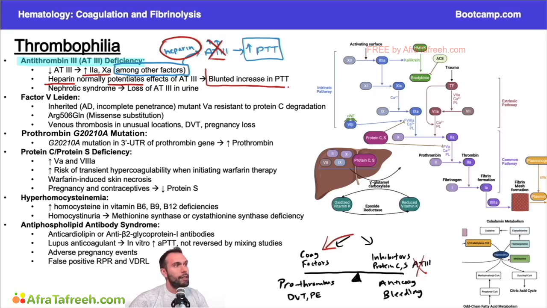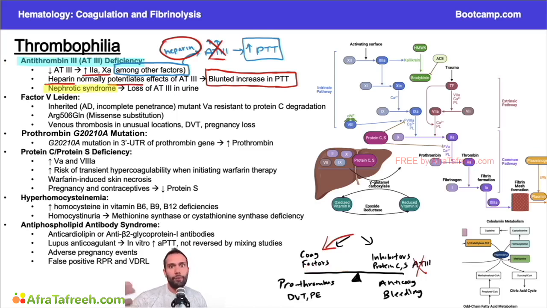So the point is, classically in a board question, a patient will have received heparin in antithrombin 3 deficiency, but they don't get the expected increase in the PTT that you would expect when you give them heparin. That's very classic. And you might be saying, in what situation is there a classic board question about antithrombin 3 deficiency? The answer is yes. The answer is nephrotic syndrome.